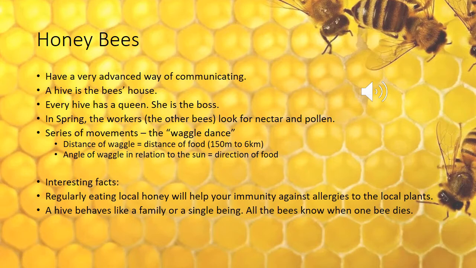But this waggle is very complex. The distance of the waggle shows the other bees the distance of the food. And this food can be from as little as 150 meters right up to 6 kilometers away. The angle of the waggle in relation to the sun shows the direction of the food.